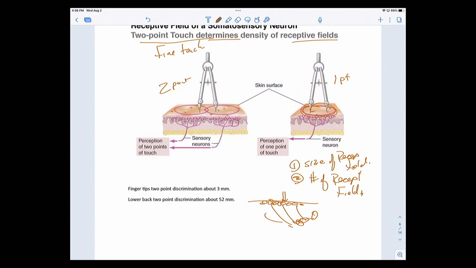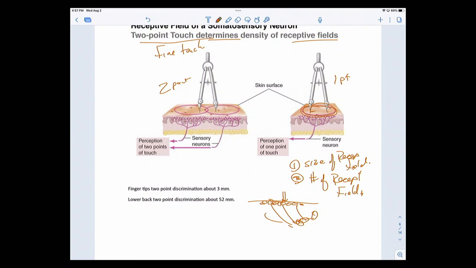So what's kind of interesting, it's my last point here, is that you don't have the same degree of fine touch function all over your body. That would be a waste of resources. So there are some areas of your body where it's really important for you to have really good fine touch or 2-point discrimination. There are other parts of your body where it's really not that important.